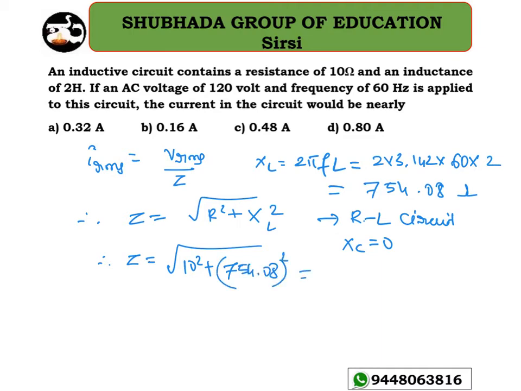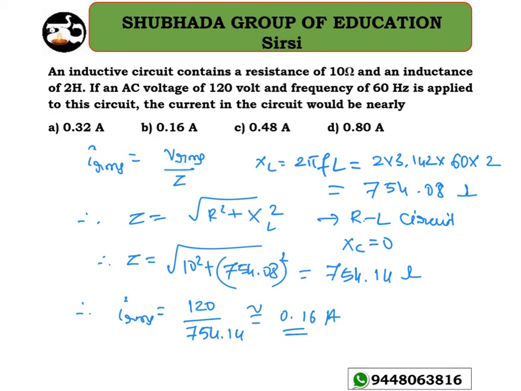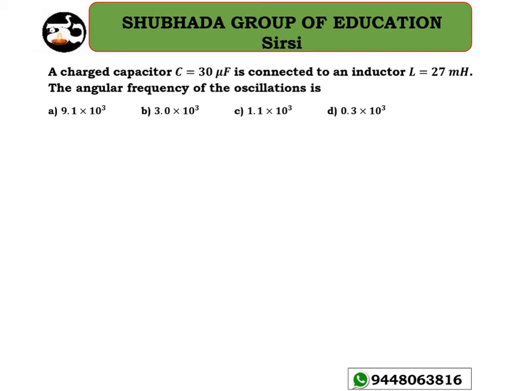Of course, if I substitute that, I will get the answer as 754.14 ohm. Therefore I_RMS, the RMS current flowing through the circuit, must be equal to V_RMS divided by Z. The V_RMS is 120 volt here, and the impedance is 754.14 ohm. So I will get the answer as 0.16. The nearest answer is 0.16 ampere. This is the current flowing through the LCR circuit here. Move to the next problem.